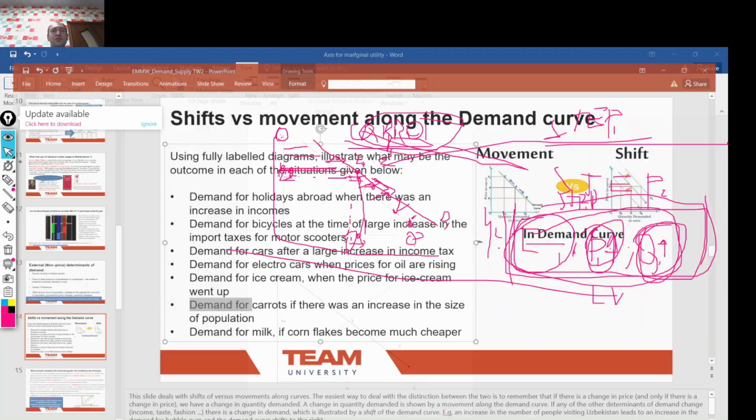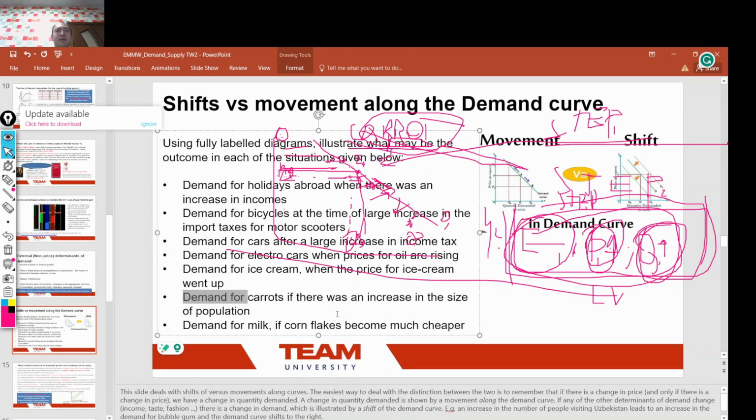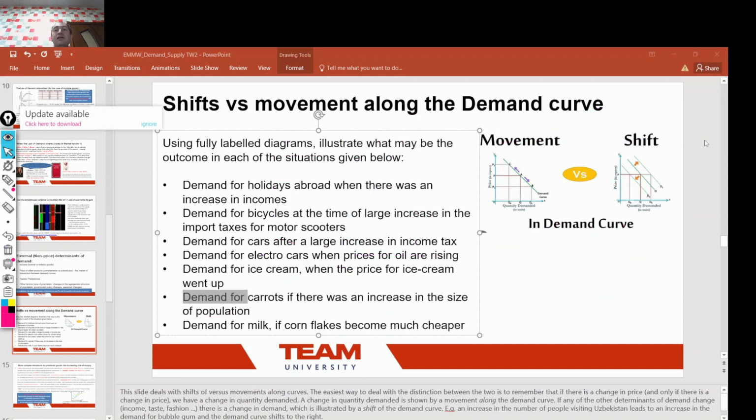So this is how you approach these assignments. And let's do some other assignments, like a more complex one, because here that sort of stuff is deciding whether it's a movement along the curve or a shift in the curve. It can be the demand curve or the supply curve. Here we are mostly concerned with demand, but not quite. Let's analyze some more complex situation. Maybe that one for electric cars, when the demand for oil is rising.